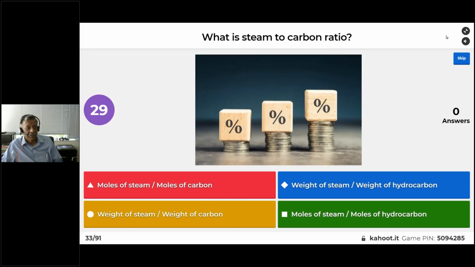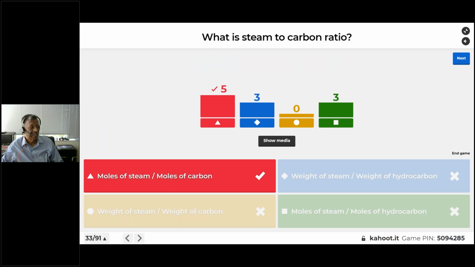So one of the parameters we want to talk about is, what is steam to carbon ratio? What does it define? Is it weight of steam to weight of carbon, weight of steam to weight of hydrocarbon, moles of steam to moles of hydrocarbon, or moles of steam to moles of carbon? So most of you got it right, actually. I would say steam to carbon ratio is defined as moles of steam to moles of carbon in the feed. That's basically what steam to carbon ratio means.